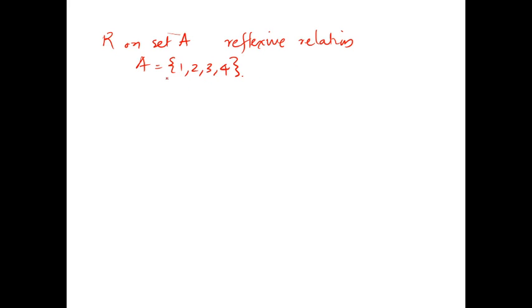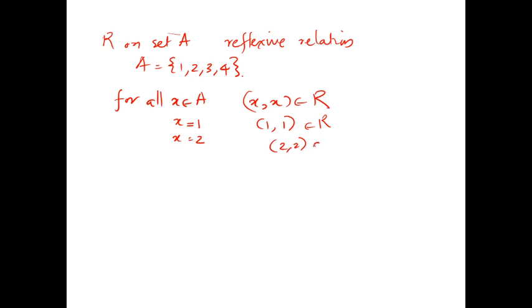A relation R on a set A is said to be a reflexive relation if for all x element of A, the ordered pair x, x will be an element in R. So here, in the set A, when x is equal to 1, there should be 1, 1 present in R. When x is equal to 2, there should be 2, 2 present in R. When x equals 3, there should be 3, 3 present in R. Similarly, when x is equal to 4, you have 4, 4 present in R.